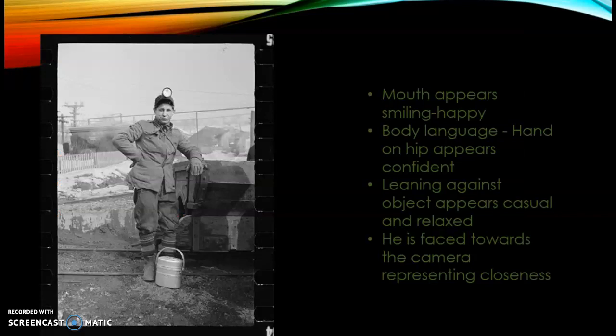In this second picture, we'll notice a man who's happy. His mouth appears smiling, making him look very happy. His body language, with his hand on his hip, makes him appear very confident and at ease. You also notice with his other hand he's leaning against a large object. This makes the man appear very casual and relaxed, very open. He is faced towards the camera. This suggests that he has some type of closeness, maybe a friendship or a coworker that is taking the picture.